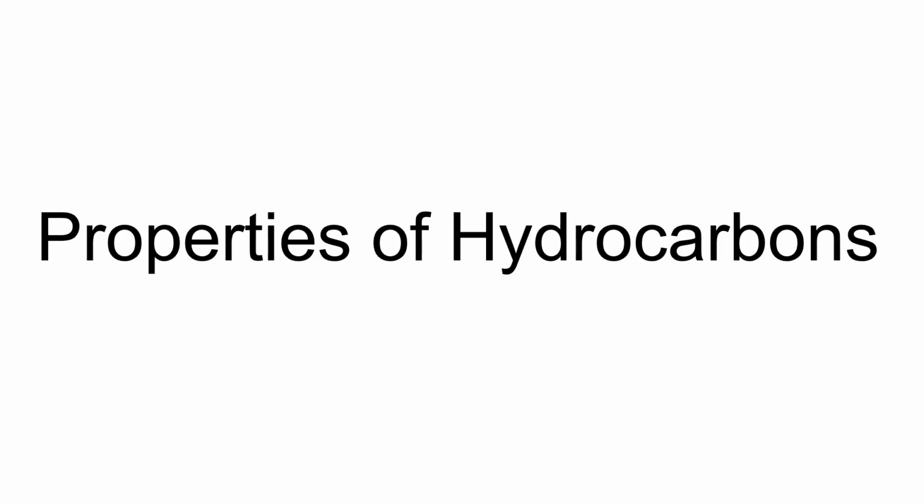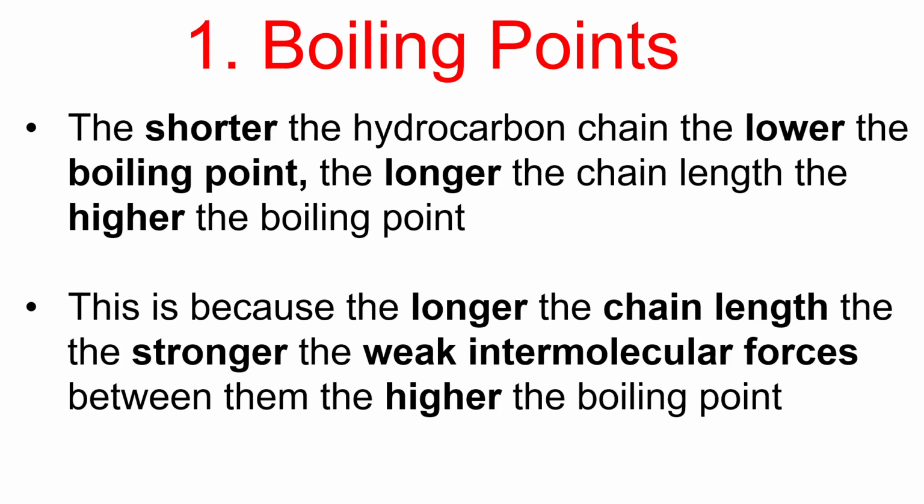Now, you might want to look at this. The properties of hydrocarbons, of which there are 3 you must be able to discuss, are all based on the chain length, how long the carbon chain is. Is it 1? Is it 3 carbons? Is it 70 carbons? You're going to see what I mean now. Boiling points: the shorter the hydrocarbon chain, the lower the boiling point. The longer the hydrocarbon chain, the higher the boiling point.